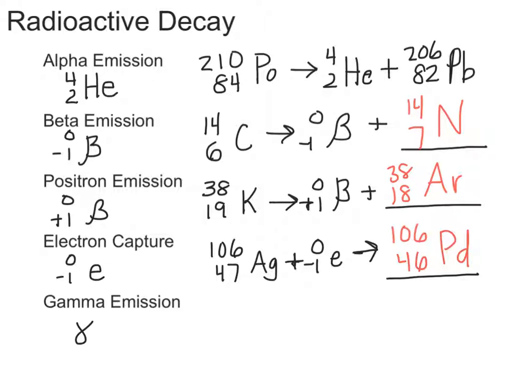The symbol that we use for gamma radiation is the Greek letter gamma, and there are no numbers that go with this. So when we use gamma radiation, there will be another type of radiation or emission that is going to be used to balance the equation, but we do have to include the gamma symbol to make the reaction complete.